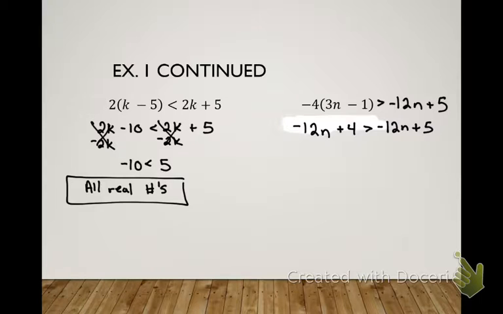Okay, so now when I try to move my variables, what do I see? The same exact variable on both sides. Now I immediately know that I have a special solution. Okay, these variables will cancel out. They're the exact same. So now bring down what's left. 4 is greater than 5. Is that a true statement? No. So your answer is no solution.